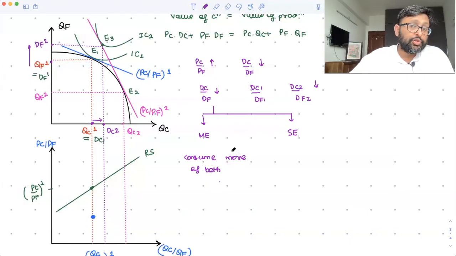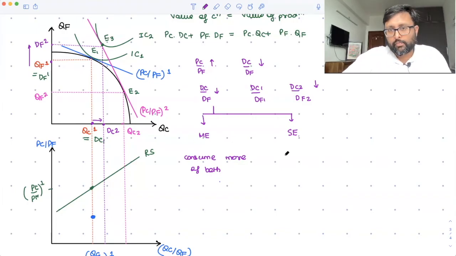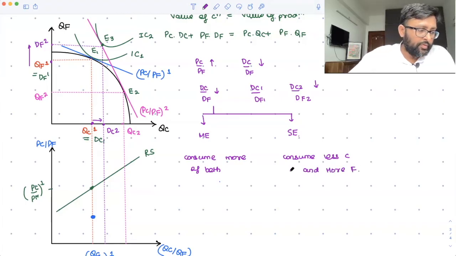And the substitution effect says what? Substitution effect is very, very straightforward in its view. Whosoever's price has increased, consume less of it. So the relative price of cloth has increased, so the relative demand for cloth will fall. It will say cloth has become relatively expensive, consume less of it. Substitution effect makes the economy consume less C and more F, right?